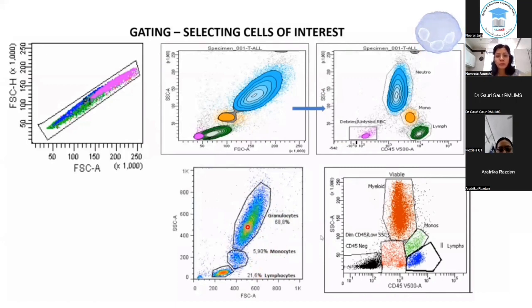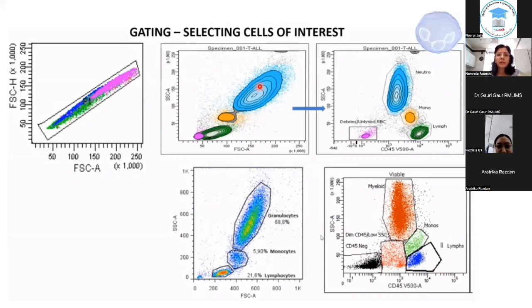And it will also be able to give you the median channel for the forward scatter and the side scatter. Similarly, on a CD45 versus side scatter, we have cells falling into different areas. We can make regions or gate around it, and then the software will tell us about these populations.